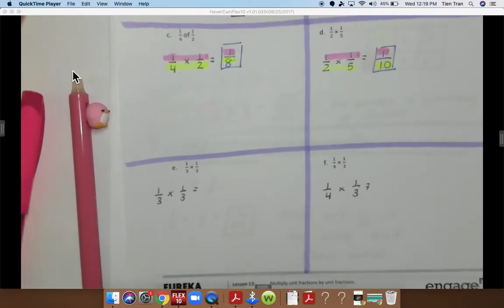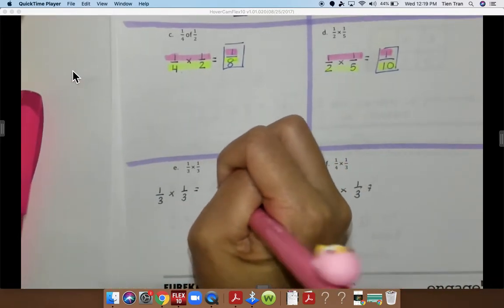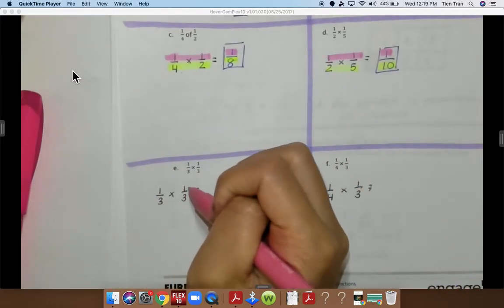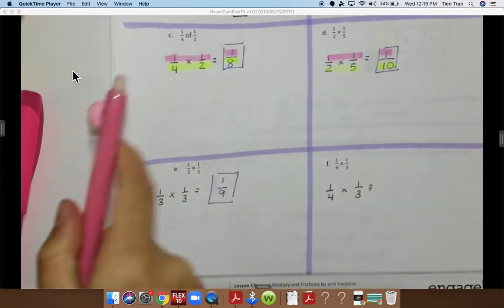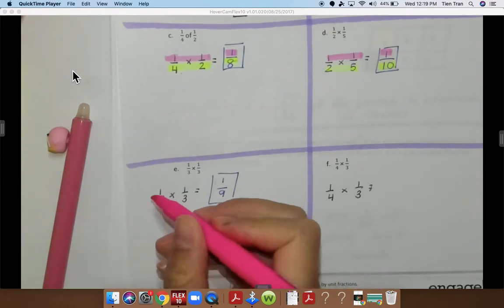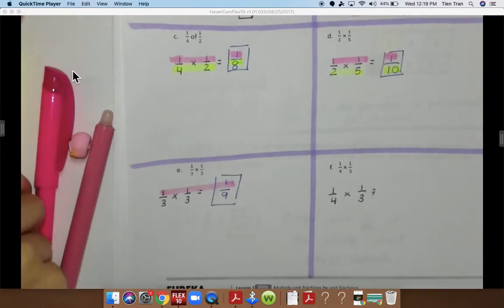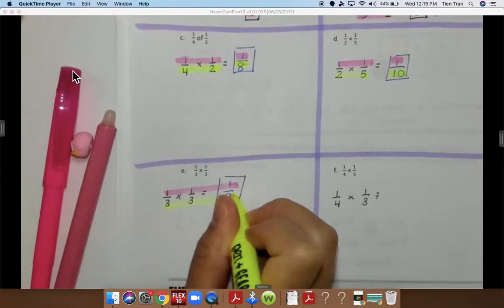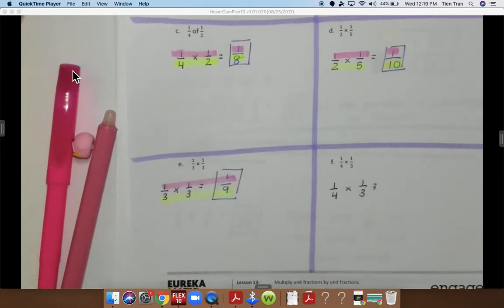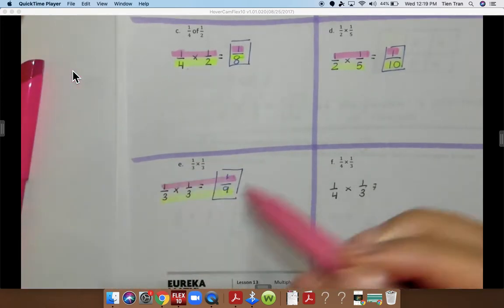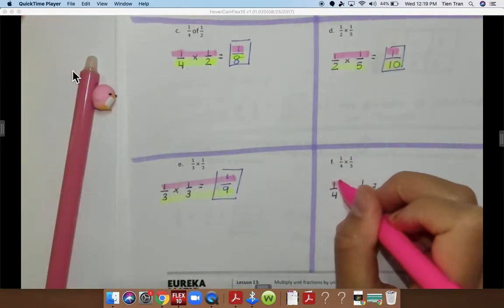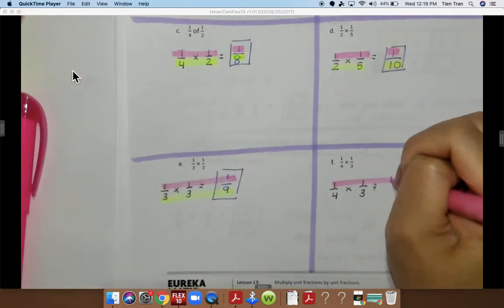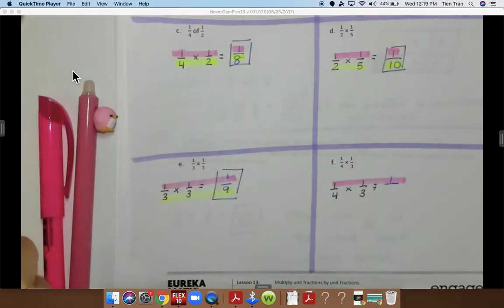The next one I have here is 1/3 times 1/3. 1 times 1 is 1, and 3 times 3 is 9. So my numerator is going to be 1, and my denominator is going to be 9. You multiply straight across. Next, I have 1/4 times 1/3. 1 times 1 is equal to 1, and 4 times 3 is equal to 12.